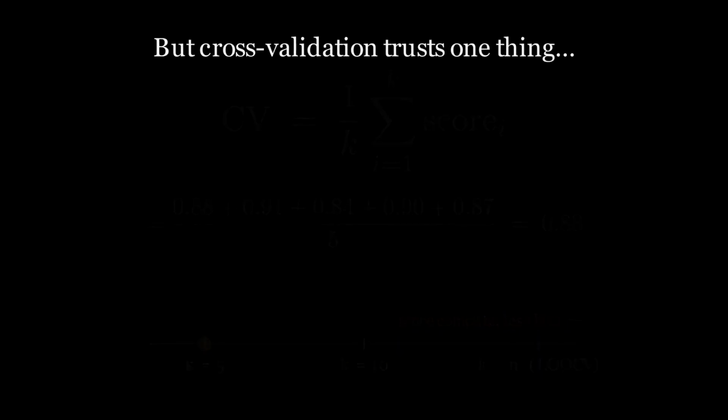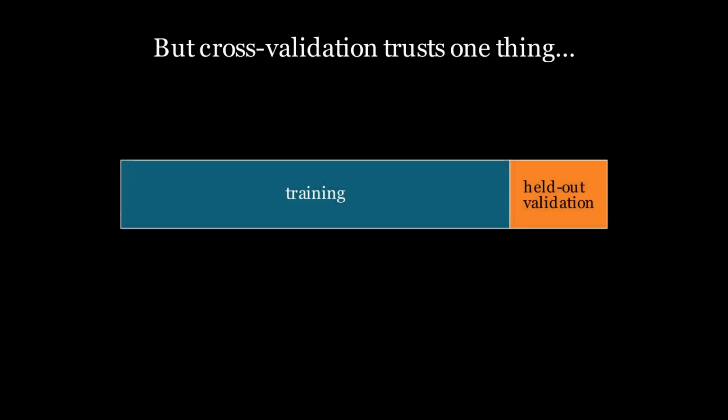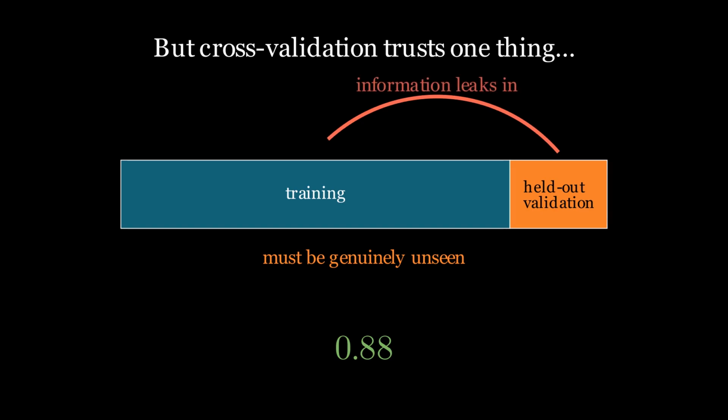So cross-validation sounds bulletproof. But it rests on one assumption: the validation fold has to be genuinely unseen. Data leakage is any way information from outside the training fold sneaks into the model. When that happens, your cross-validation score looks great and still doesn't hold up on real new data, because the model was quietly graded on information it won't actually have at prediction time. Leakage doesn't crash anything, it just makes you confident and wrong.